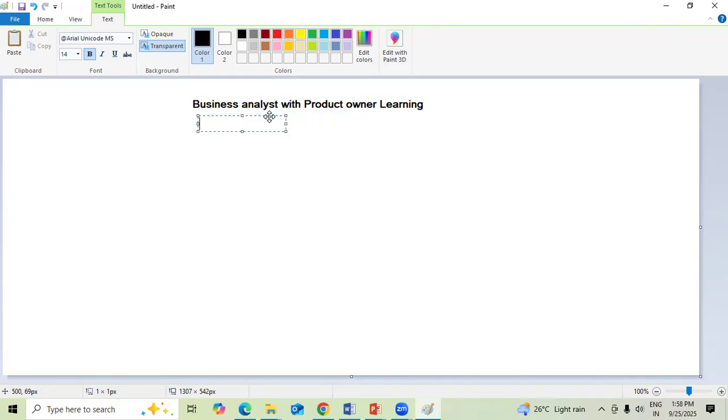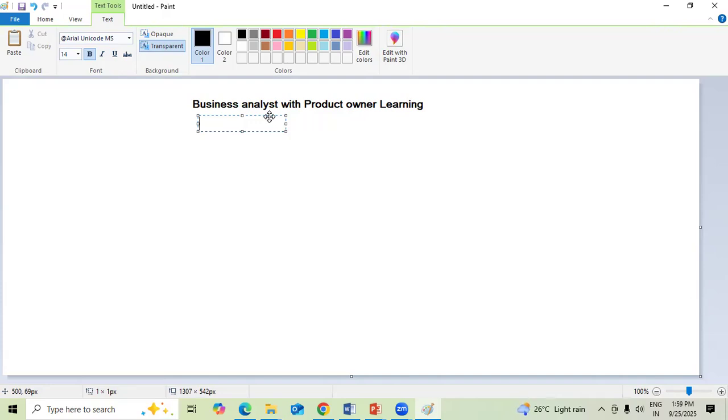So let me write down the roles and responsibilities of a BA, how a BA differs from a product owner, and what kind of skill set is required to become a product owner. This is the major thing I'm going to cover.